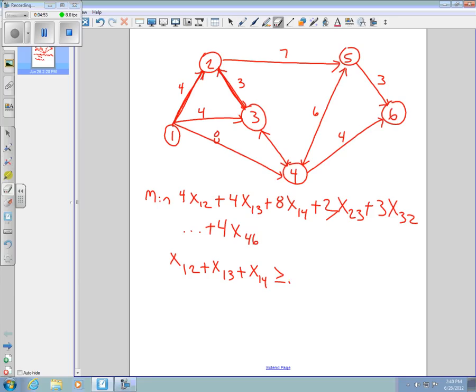Okay, that's supposed to be a 1. What have we done? Study that constraint. You may want to pause the video, but think about that. What does the left-hand side of that constraint represent? And what does it mean if it's greater than or equal to 1?